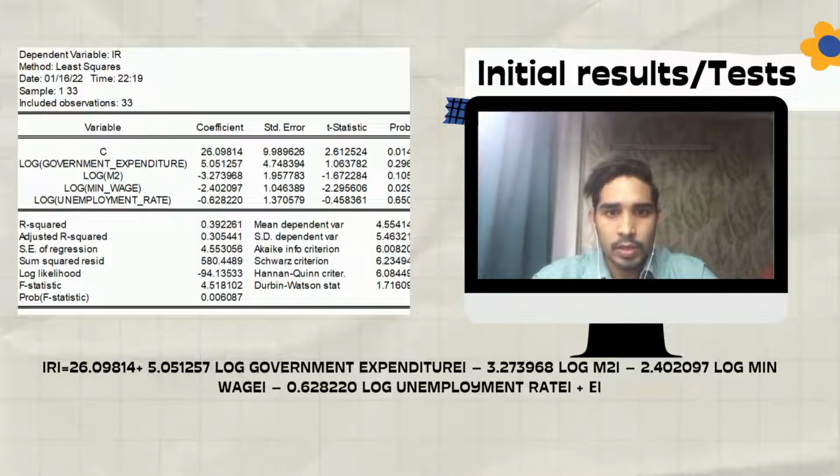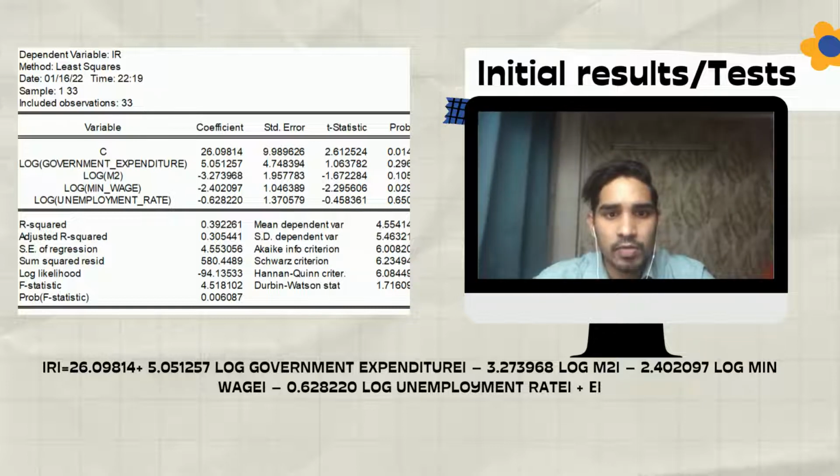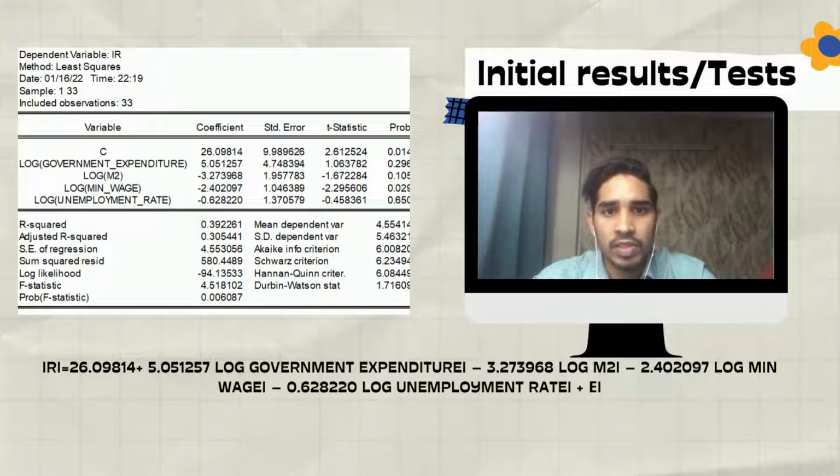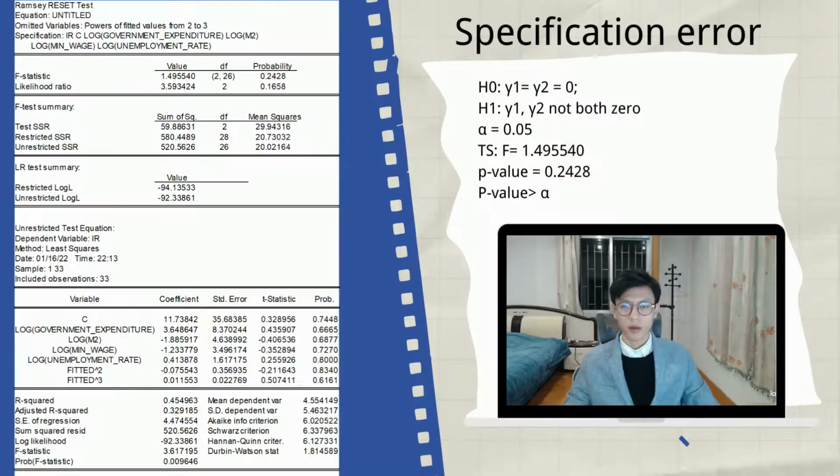From the equation, we can interpret our findings. In the first place, we have eliminated one of our explanatory variables, which is ER, or exchange rate, because we cannot get the value that we want to run the Ramsey RESET test. After eliminating the exchange rate, we get the value that we want. Out of the 4 remaining explanatory variables, only government expenditure had a positive relationship with the inflation rate, and the other 3, which are money supply, minimum wage, and unemployment rate, have a negative relationship with the inflation rate. After finishing the regression model, we tested for specification error by Ramsey RESET test.